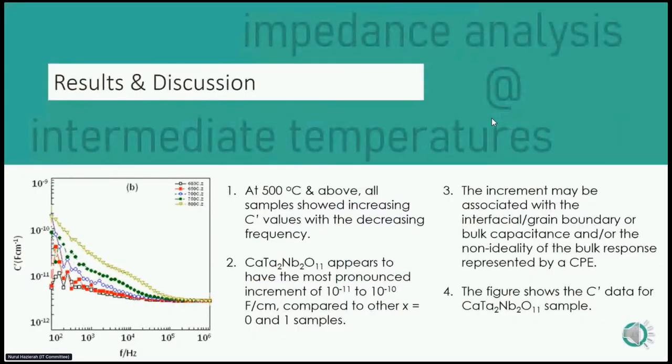For 500 Celsius and above, all samples showed increasing capacitance values with decreasing frequency. It's here, the dispersion here. X equal to 2 appears to have the most pronounced increment, from 10 to the power of negative 11 to 10 to the power of negative 10, compared to other samples. This increment may be associated with the interfacial or grain boundary or bulk capacitance, or the non-ideality of the bulk response represented by a CPE.